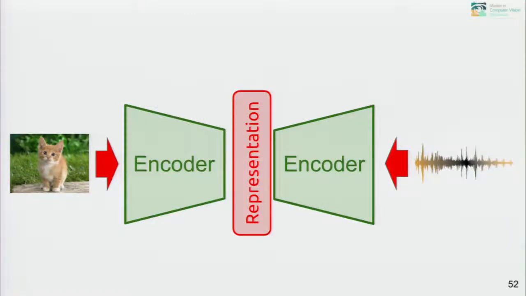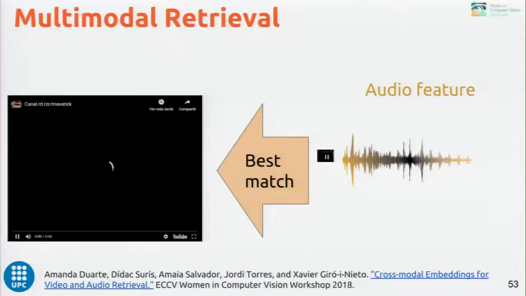What else can we do? We can do something called joint embeddings, which means that you don't try to go from one modality to another, but you try to project both modalities into the same representation. Okay, and I'll show you why you would want to do this. So that's something we did.